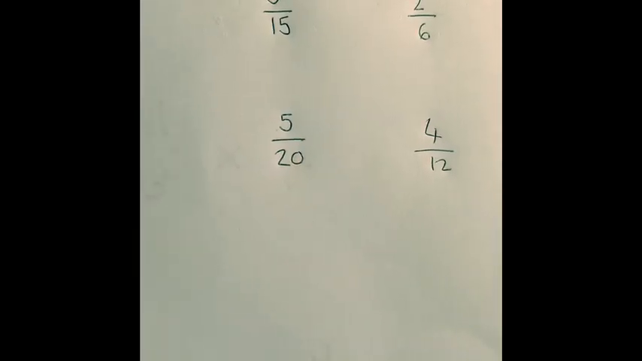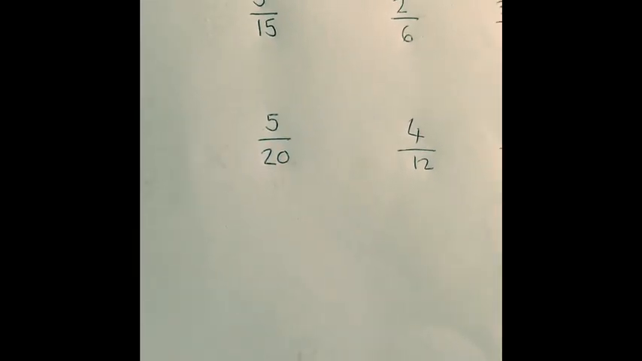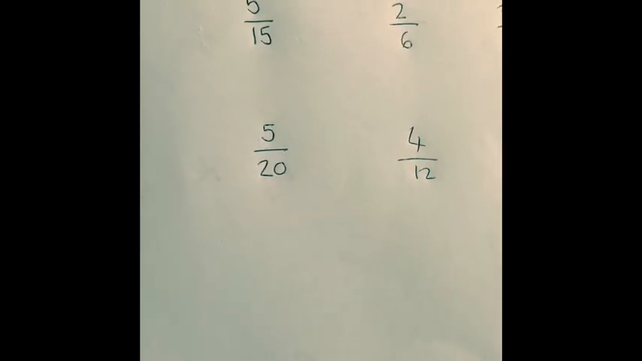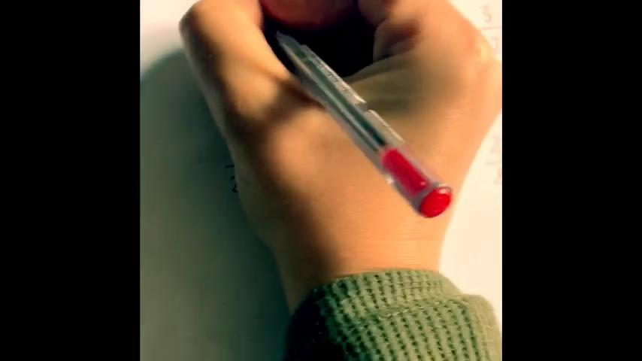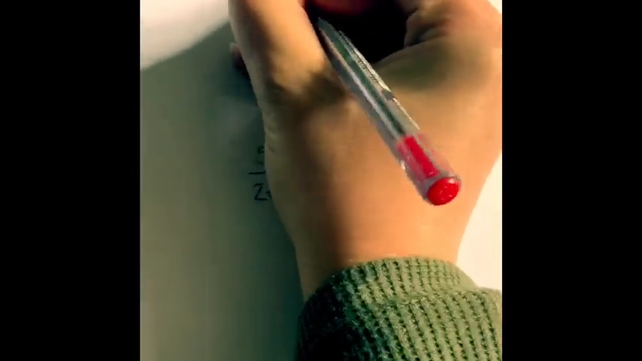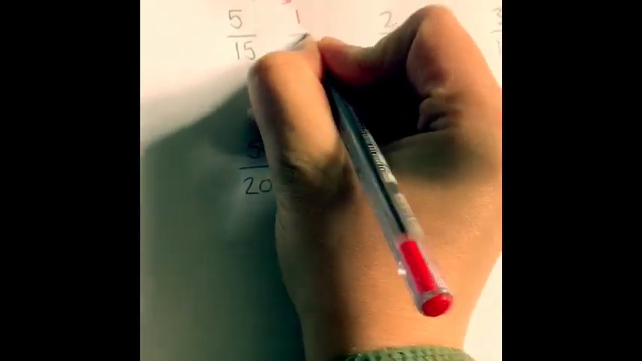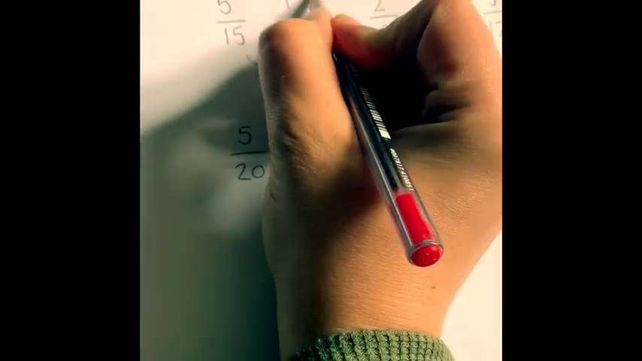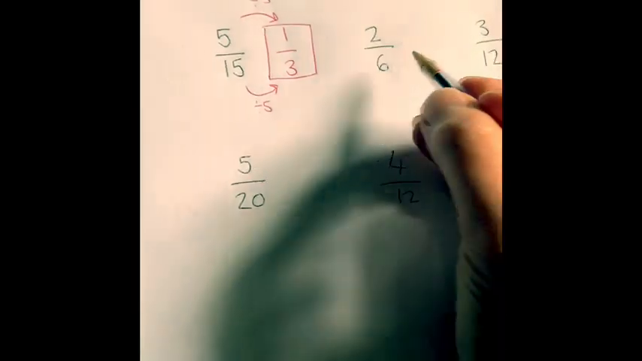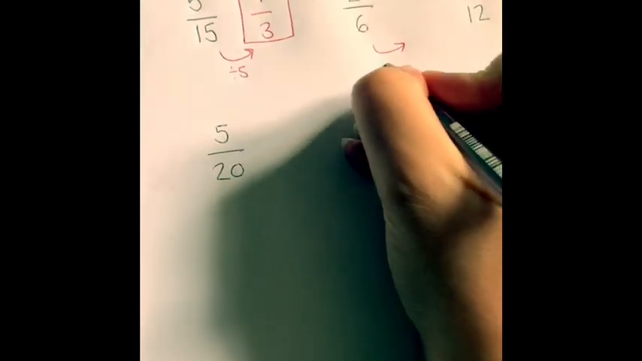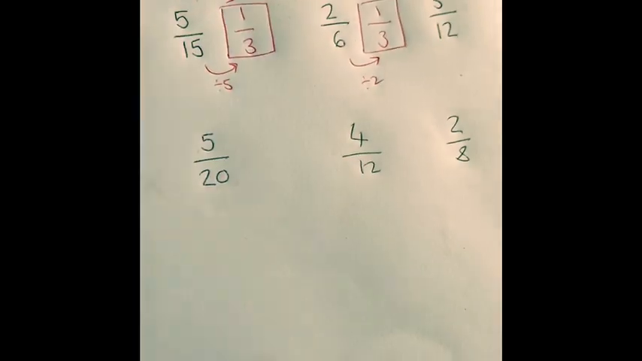So we've got 5/15. If we have a look at a number that goes into both those numbers, a dividing number, we can divide both of those by 5. So if I divided them both by 5, then I would get 1 on the top and 3 on the bottom. So I know that this one is equivalent to 1/3. And again with this one, if I have a look at a number that goes into both, I could divide them both by 2, and I would get 1 on the top and 3 on the bottom. Again, 1/3.